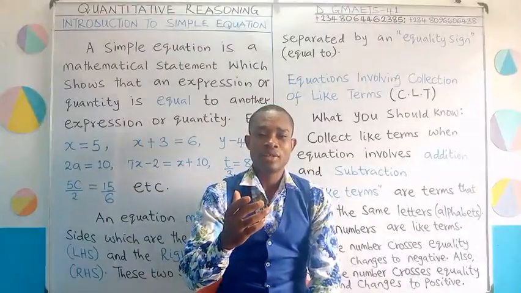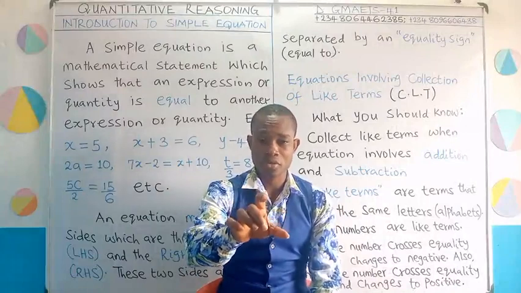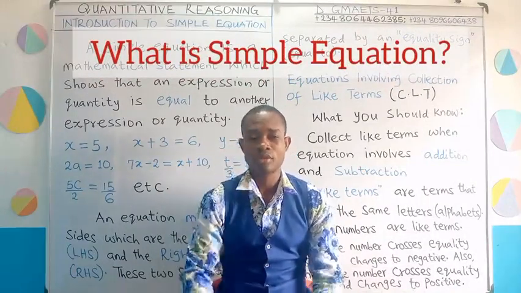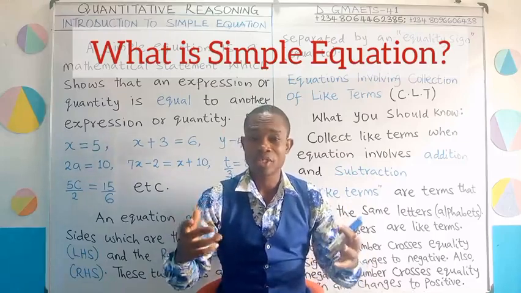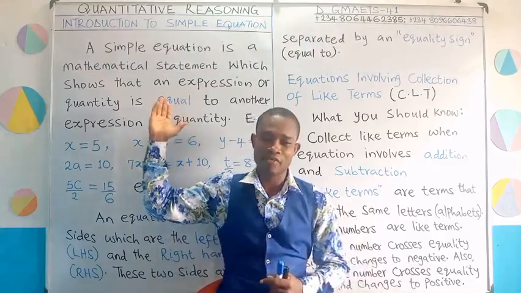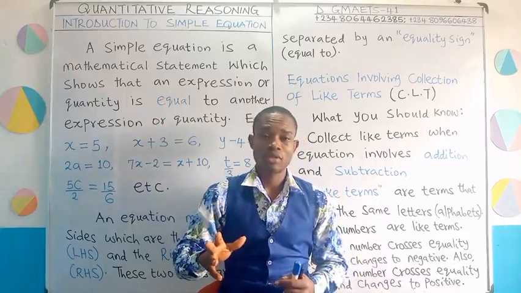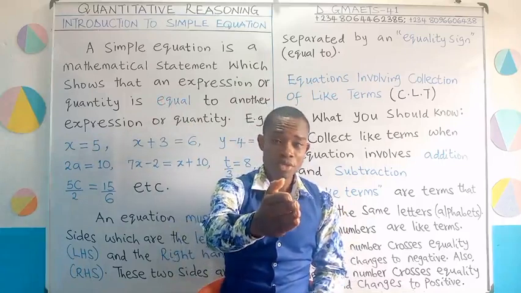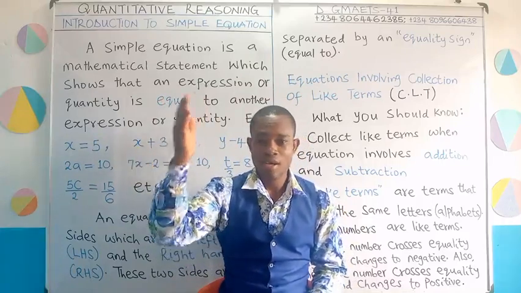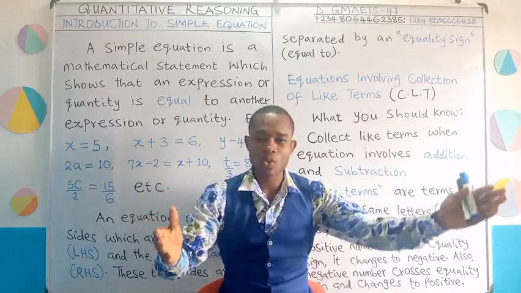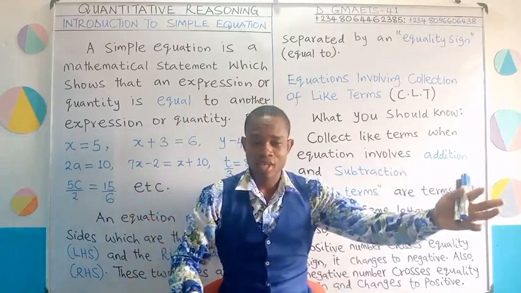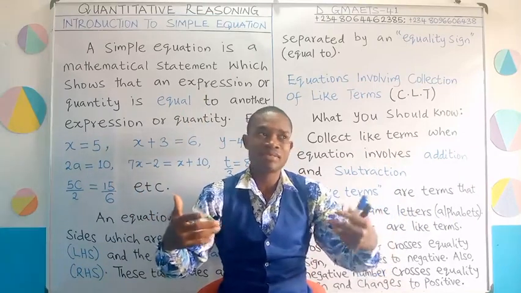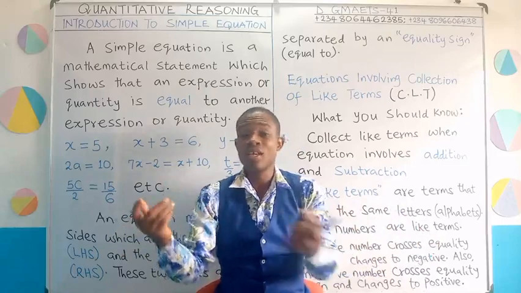Alright, I will be starting by asking you a question. What is simple equation? So on the board here, I have a definition of simple equation. It is a mathematical statement that tells you that a quantity or an expression is equal to another quantity or another expression. Now, when you talk about quantities, you talk about expression. In mathematics, they mean about the same thing, okay? They mean the same thing.